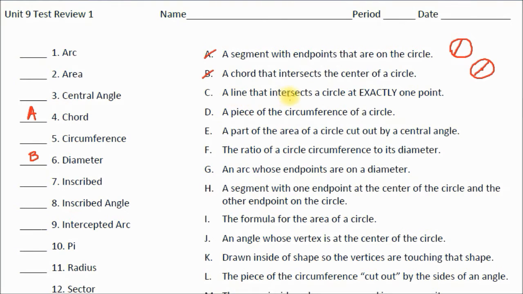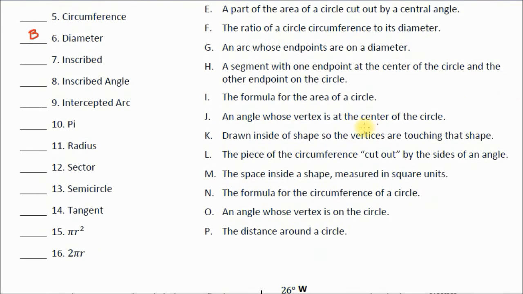Letter C, a line that intersects a circle at exactly 1 point. That means it has to travel outside the circle, otherwise it would be touching it at 2 points. And we know that's a tangent line. So letter C is tangent. To scroll down here. Here's letter C.